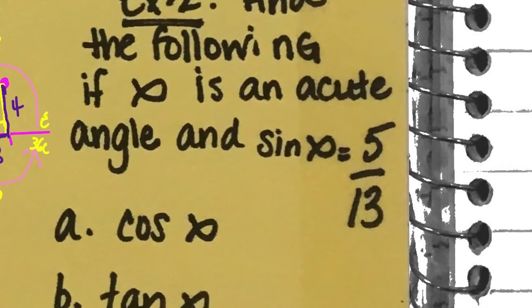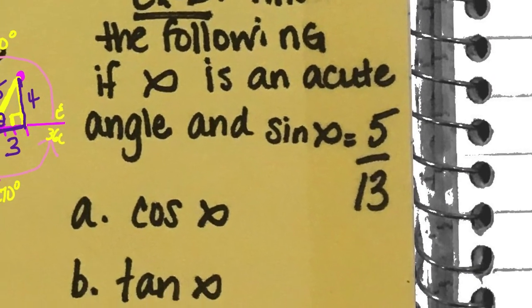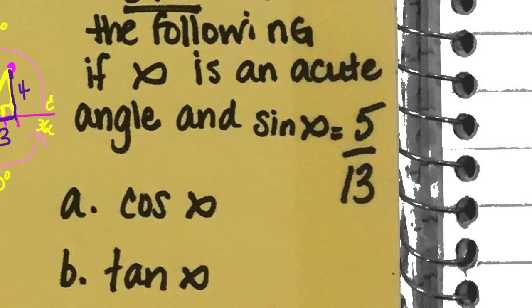Find the following if alpha, this is a funny looking Christian fish that we've seen probably in Bible class, is an acute angle in the sine. It doesn't matter which way you draw your triangle, but I'm going to draw it, and I'm going to put alpha here. If this is alpha, the opposite is 5 over the hypotenuse, which is 13.